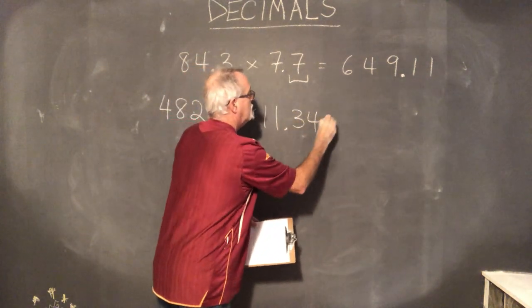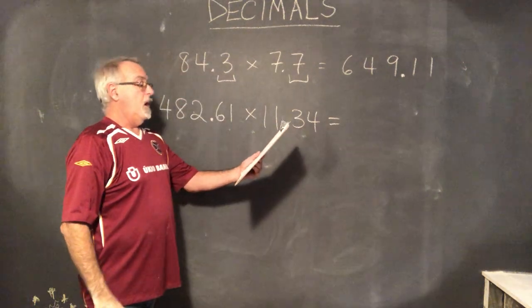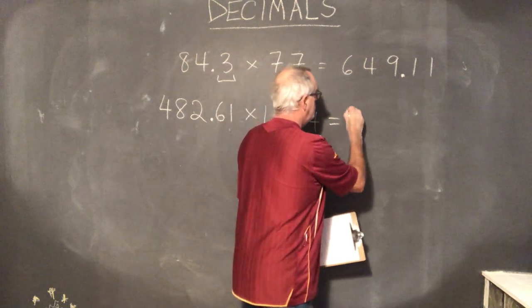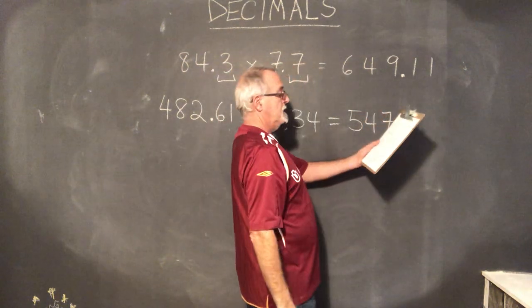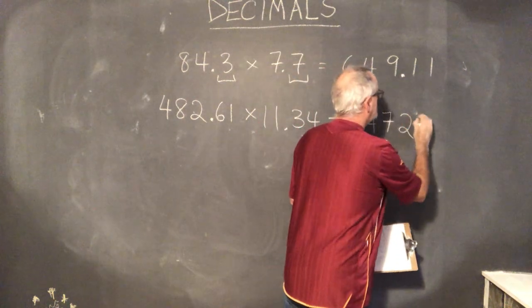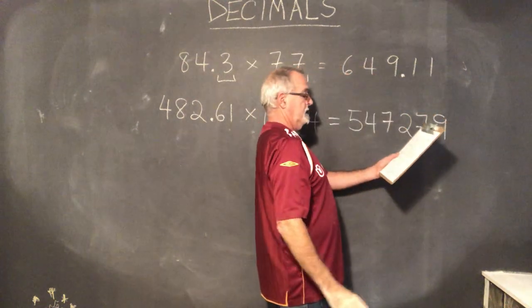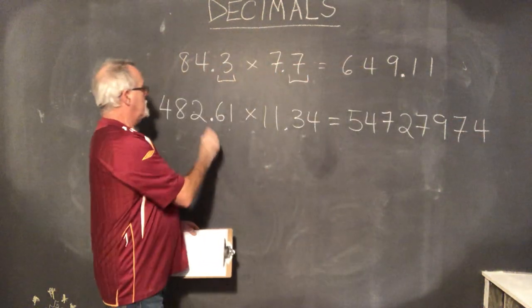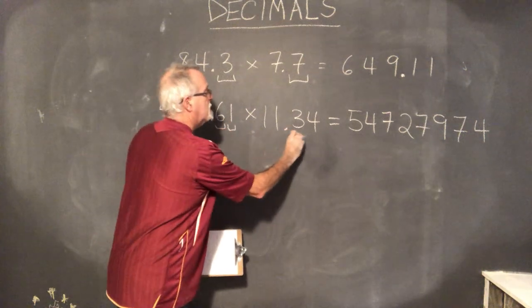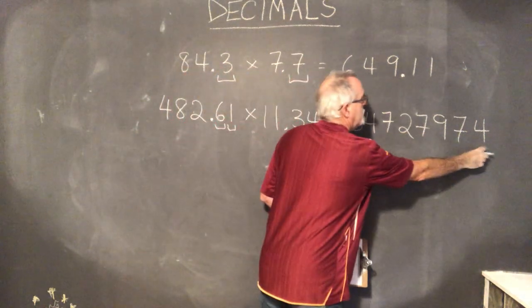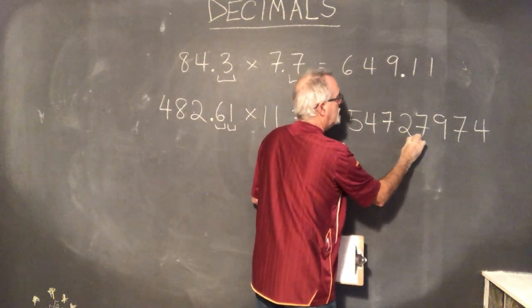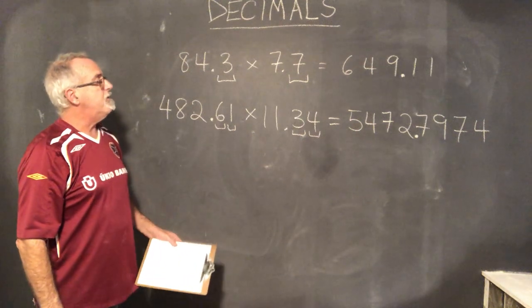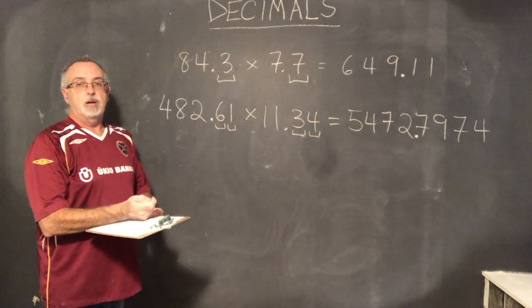Okay. Oh, yeah, that's some amount of digits. 5, 4, 7, 2, 7, 2, 7, 9, 7, 4. Woo! 1, 2, 3, 4. 1, 2, 3, 4. 5,472.7974.